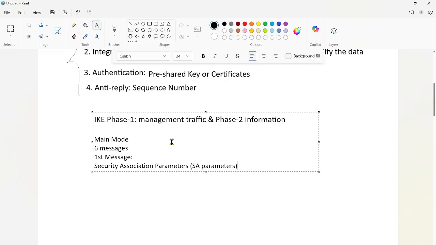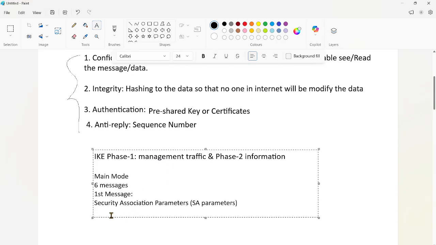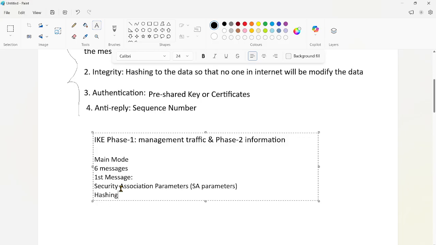What exactly do these security association parameters contain? We have discussed hashing, so the hashing algorithm will be used here. In the SA parameters, the hashing algorithm is one of them. There are two types of hashing algorithms, SHA and MD5. These are the two hashing algorithms that IPsec is going to use.